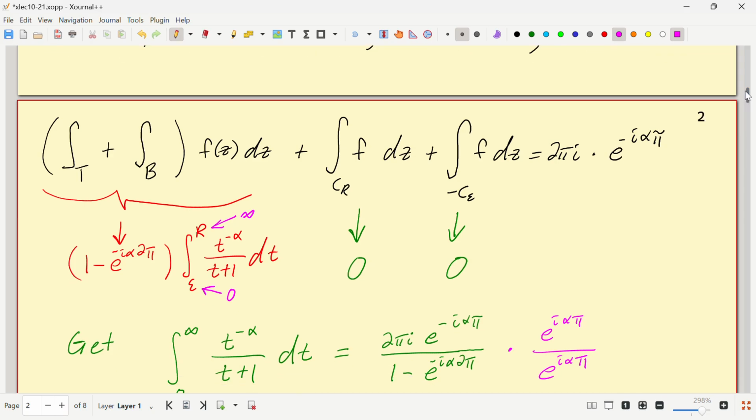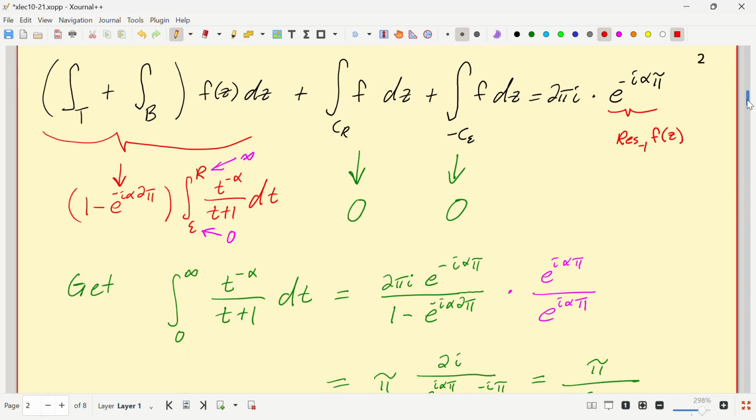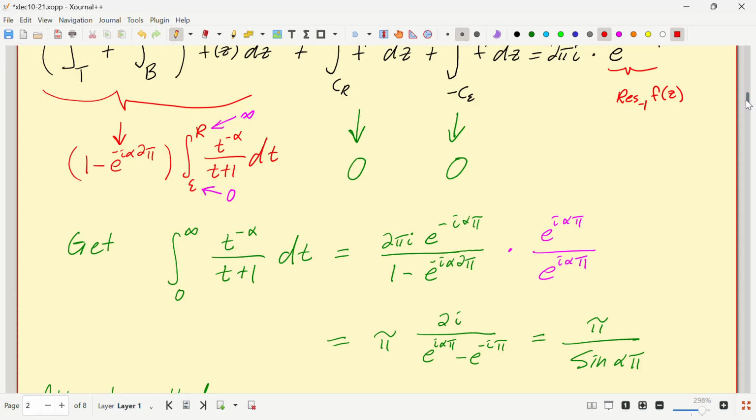Maybe I should do that in green because it's part of those next two operations. And remember, that contour would spit me out 2 pi i times the residue at minus 1. So this thing right here is the residue at minus 1 of f of z, which I calculated last time. And so now I can solve for the integral I want, and the integral I want is 2 pi i, and I divide by that 1 minus e to the minus alpha 2 pi thing. And you look at that for a little while and realize that looks like I can do my usual trick to turn that into a sine function.